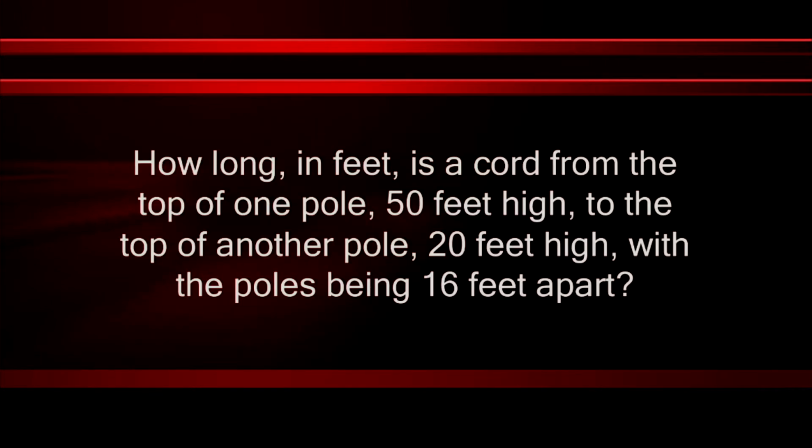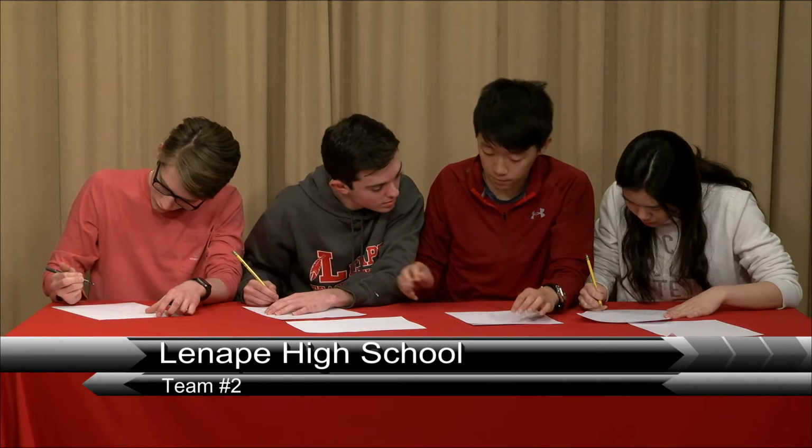How long in feet is a cord from the top of one pole, 50 feet high, to the top of another pole, 20 feet high, with the poles being 16 feet apart? 34. 34? Yeah. 34. 34 is correct for 100 points.